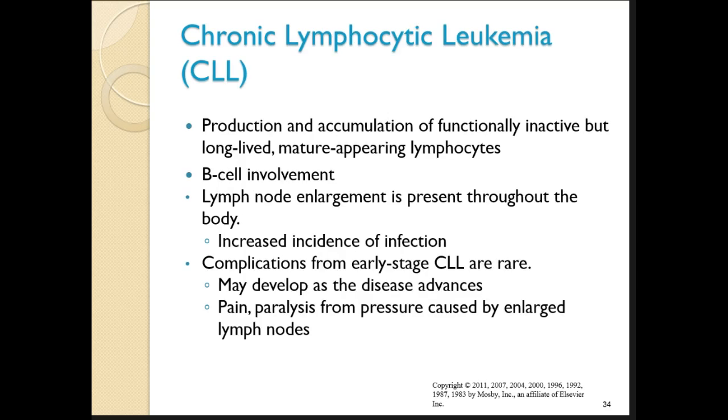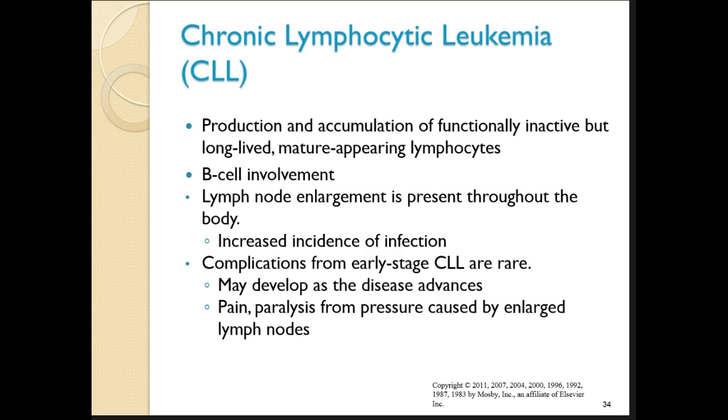Chronic lymphocytic leukemia, or CLL, is the most common leukemia in adults. CLL is characterized by the production and accumulation of functionally inactive but long-lived small, mature-appearing lymphocytes. B cells are usually involved. The lymphocytes infiltrate the bone marrow, the spleen, and the liver. Lymph node enlargement is present throughout the body.